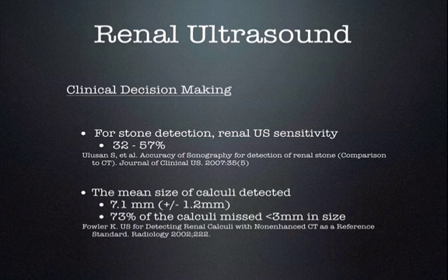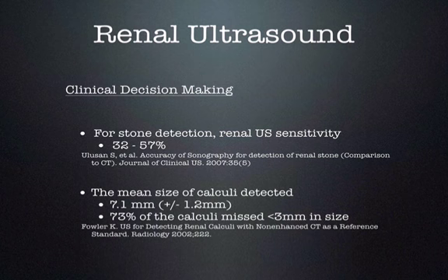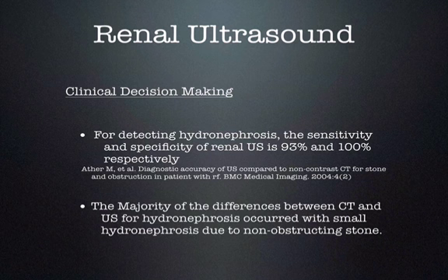So I've stressed the point that renal ultrasound is primarily used to evaluate for hydronephrosis, but how accurate is renal ultrasound for the detection of renal calculi? In this study performed by Fowler, he found that the overall sensitivity for stone detection was only about 32 to 57%, with the mean stone size detected being approximately 7 millimeters. For stones less than 3 millimeters in size, nearly 3/4 of them were missed with the ultrasound. So ultrasound is not very sensitive for detecting renal calculi.